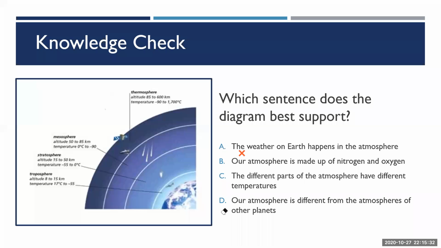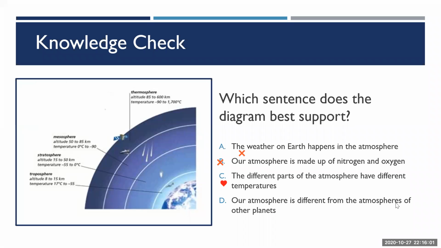All right. So sentence B, our atmosphere is made up of nitrogen and oxygen. Well, there is nothing in this diagram that talks about what our atmosphere is made up of. So it does not support that one. The different parts of the atmosphere have different temperatures. That one is a lot more accurate than the others. So I'm going to stick that right there as kind of a placeholder.